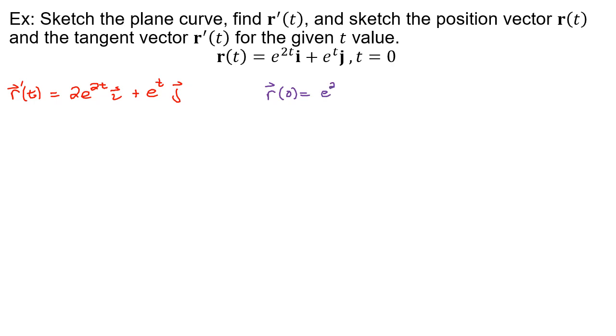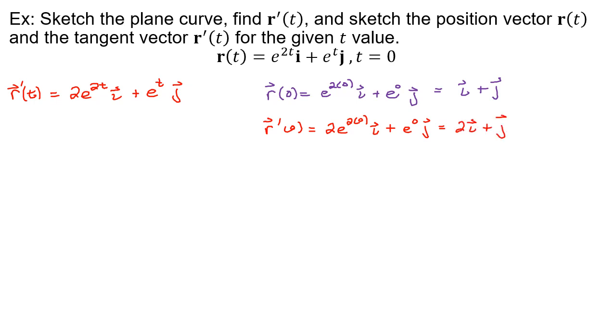And we're going to do r at 0, which would be e to the 2 times 0, oh, left the i off, times i, plus e to the 0 times j. Well, e to the 0 is just 1, so you just end up with i plus j. And if I do r prime at 0, that would be 2e to the 2 times 0, i, plus e to the 0 j. That would give me 2i plus j. So that's my r at 0 and my r prime at 0.